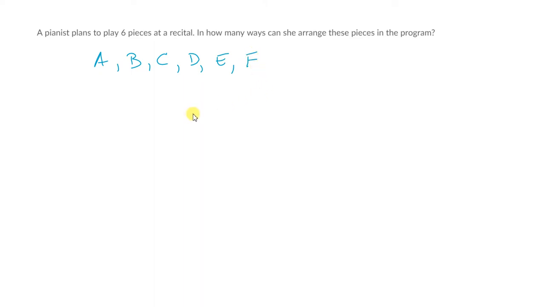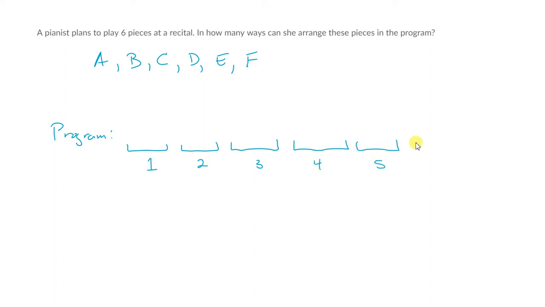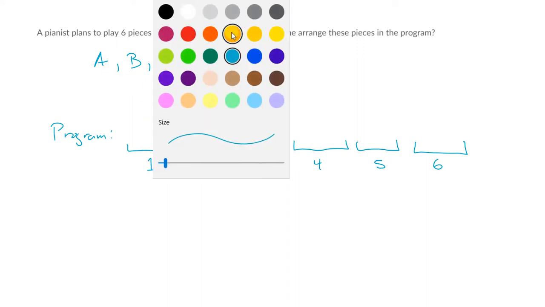Now, how many ways, so let's think about the program that she's going to have. She's going to have her first piece that she plays, right? Then she's going to have her second, etc. She has to arrange these into slots. And so what can she choose to put in the first slot? Well, any of them, right? So how many different choices does she have for that first position?